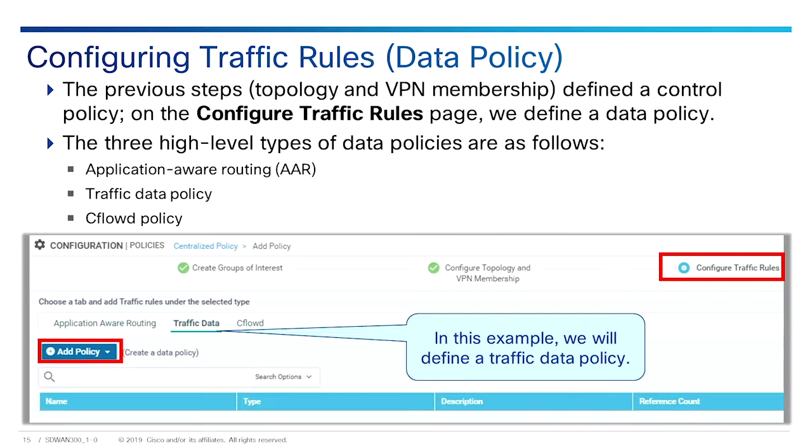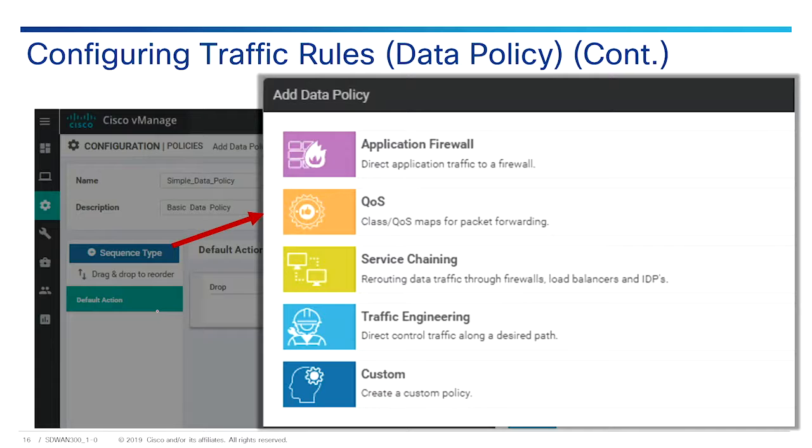Okay? And now we're defining a traffic data policy, okay? So basically there's 3 high-level types of data policies that we're going to be using. Application-aware routing, route this application through this location. A traffic data policy, which basically says who can talk to who. And a cloud policy. We'll talk about each of these in more detail, okay, under the traffic rules place. So right now we're going to create a traffic data policy, okay? And we're going to configure some traffic rules.